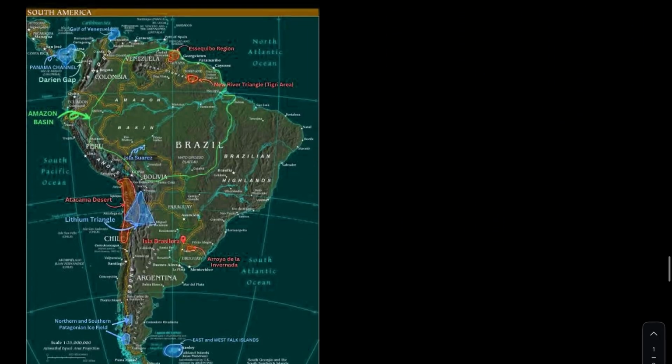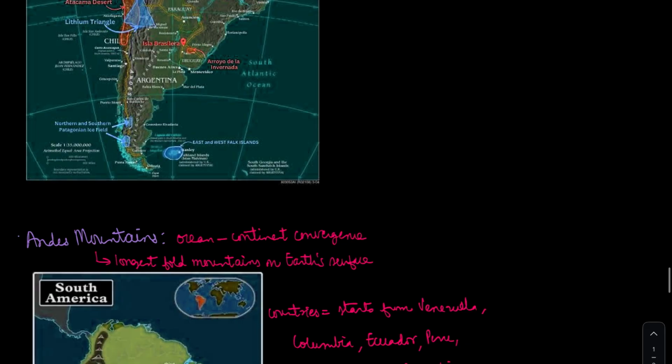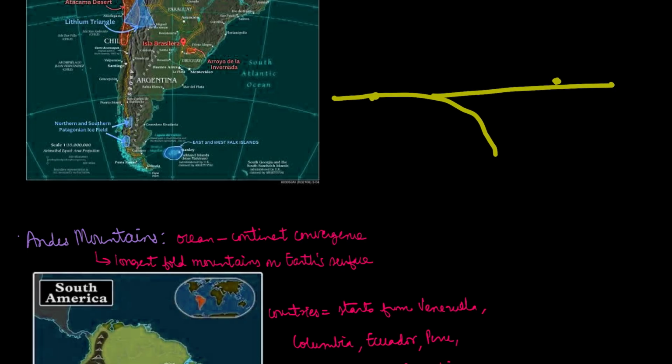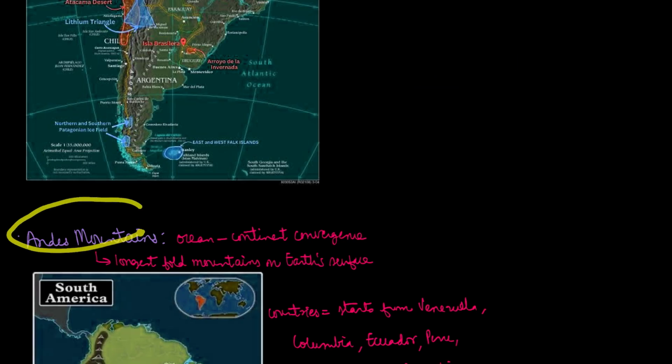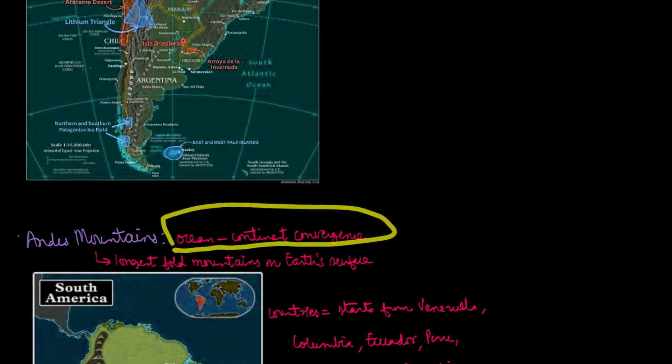Moving to South America. South America houses the Atacama Desert as well as the Andes. So the Andes Mountains were formed because of ocean-continent convergence. So this is the ocean coast and this is the continent coast. The continent coast basically submerges over here, and because of this submergence at this point, fold mountains are created, and due to the melting of this part over here, lava erupts and leads to the formation of island arcs. So Andes are formed because of ocean-continent convergence. These are the longest fold mountains on the Earth's surface.